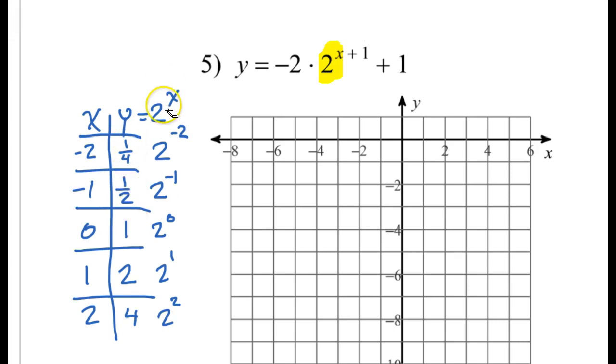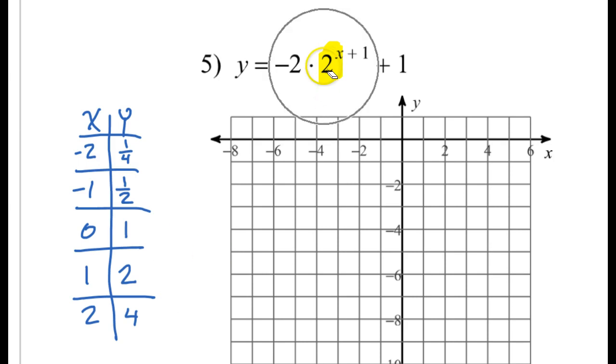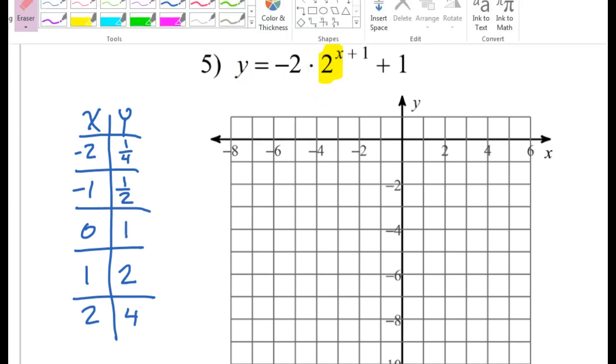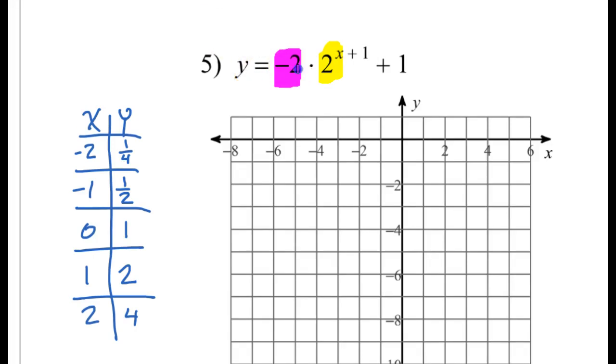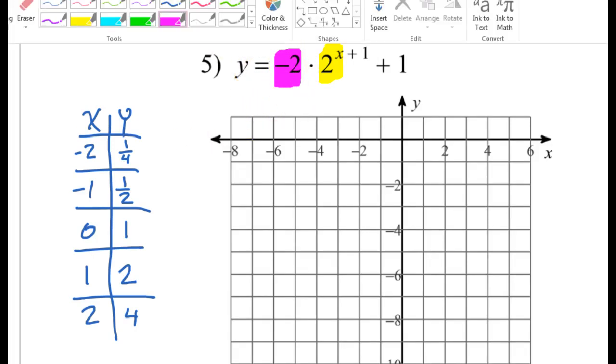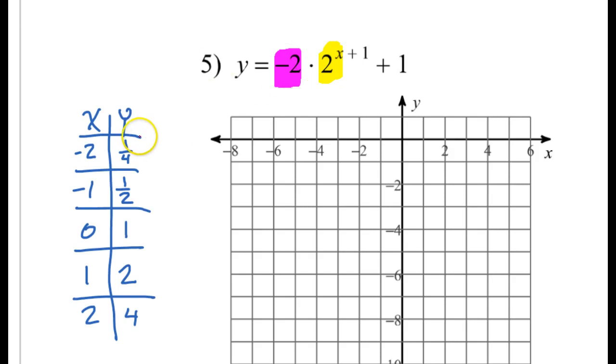Okay, so these are the points of the parent function. If there is a number in the front, an a value, we're going to need a new y column. So we do have this a value of -2, so we are going to need a new y column.